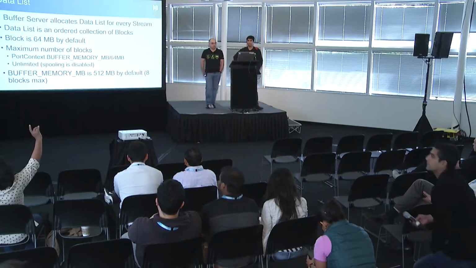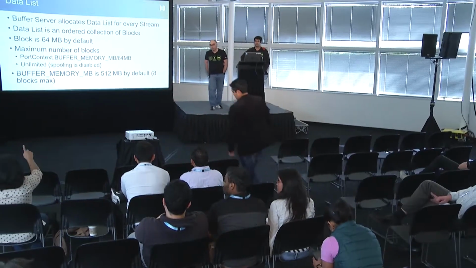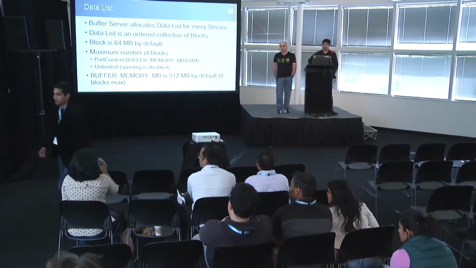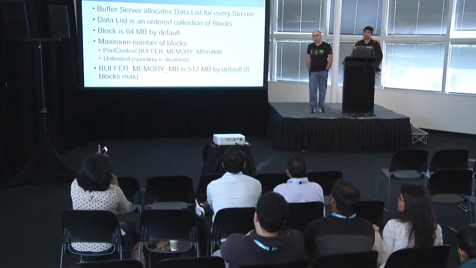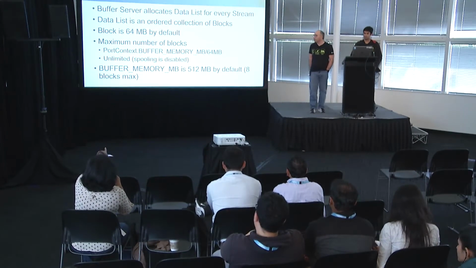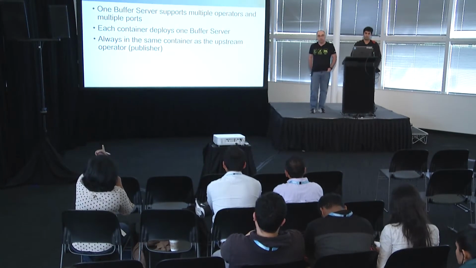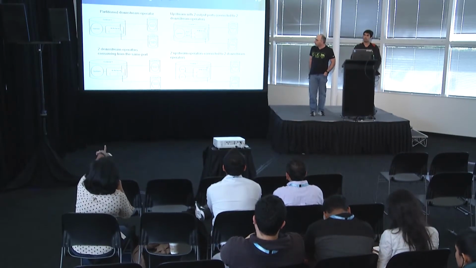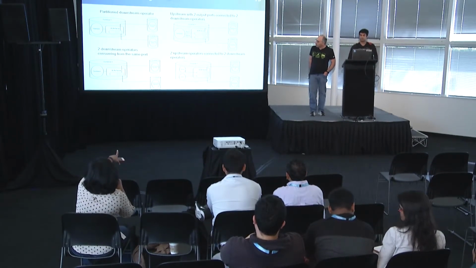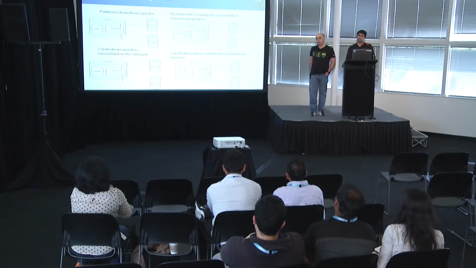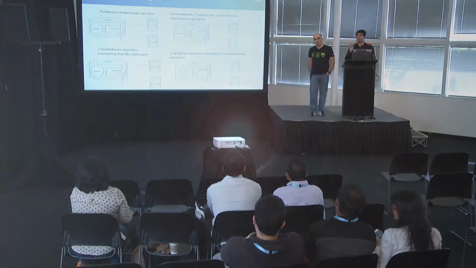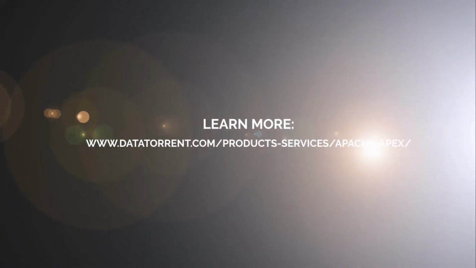How many buffer servers do you want to create? Who decides that? Is it configurable? In the previous slide, I believe two of the diagrams had 2 buffer servers, so what is the relation? There is always one buffer server per container. We create one buffer server, and one buffer for each output port. So there is a 1-to-1 mapping between an output port and the buffer that we create.